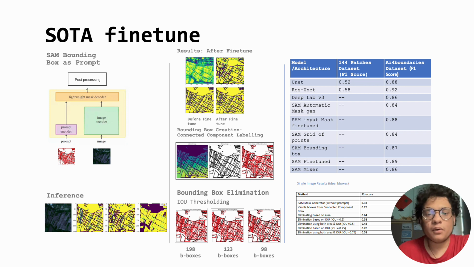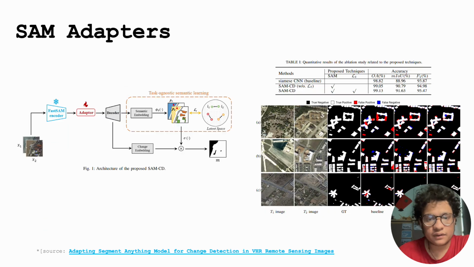But giving a bounding box is again a hassle, so we needed to do certain bounding box elimination using IOU thresholding and area based thresholding. After using bounding box as a prompt, we were getting much better results. This was for the whole decoder fine tuning along with the prompts, but in this part we were keeping the encoder frozen.